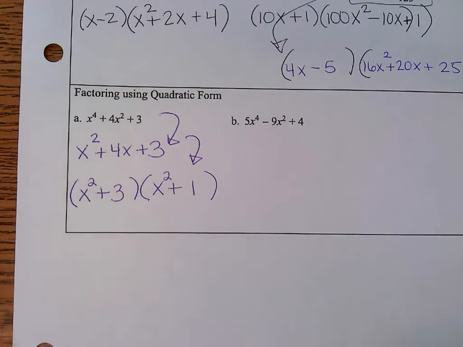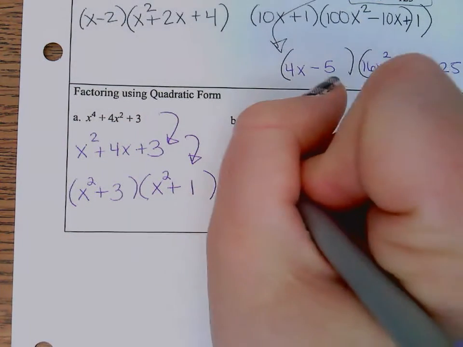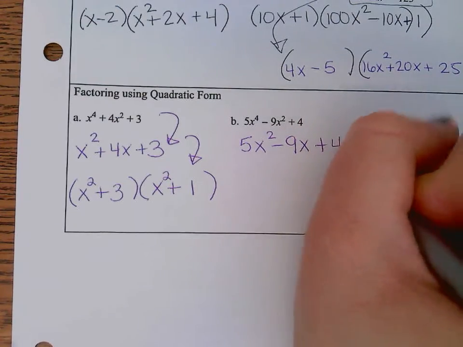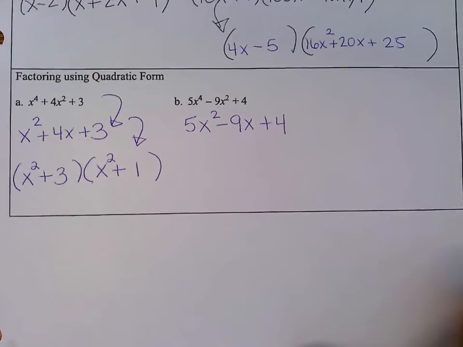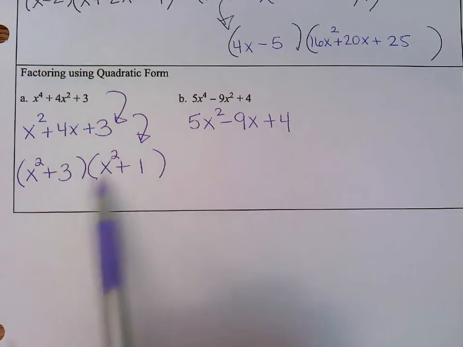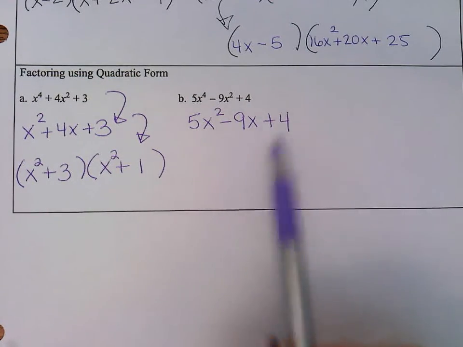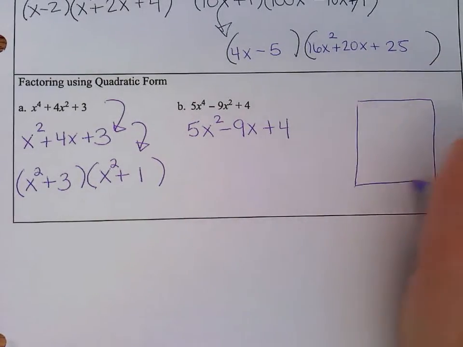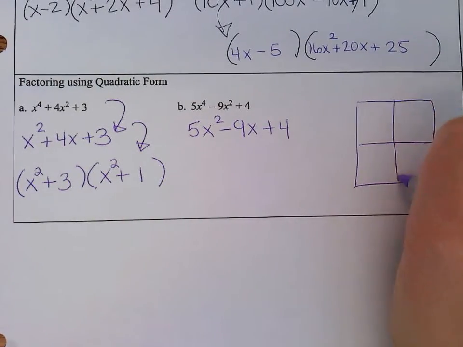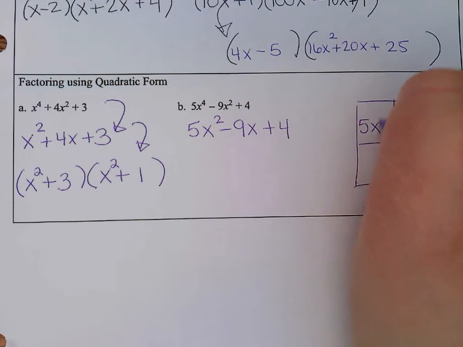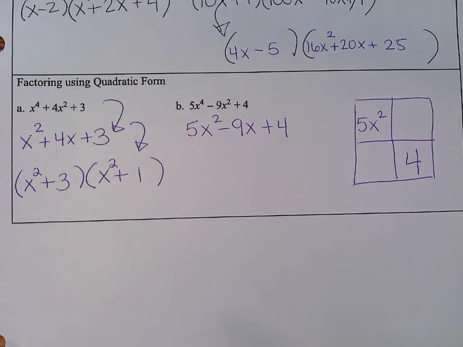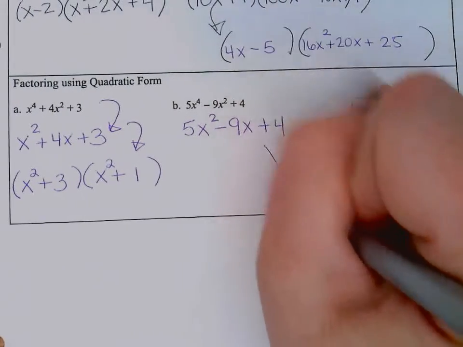Now B is a little bit harder because B is going to require the box method to factor the quadratic. So 5x squared minus 9x plus 4. Let's do the box method together. This one I could do mental math for. This one's a little bit harder. So to set up the box to factor this, you put your 5x squared in the top, your positive 4 down in the bottom, and remember you still have to do your diamond.